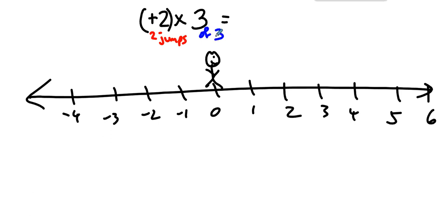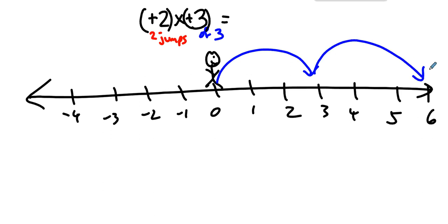of 3. And what did 3 mean? Well, that's positive 3, and in our number line model, positive 3 means forward 3. So we make 2 jumps forward 3. And so 2 times 3 is in fact 6.